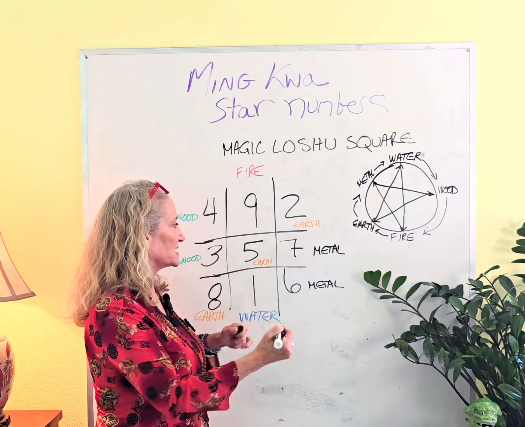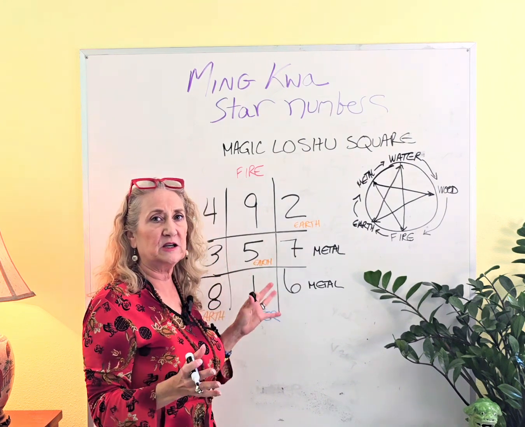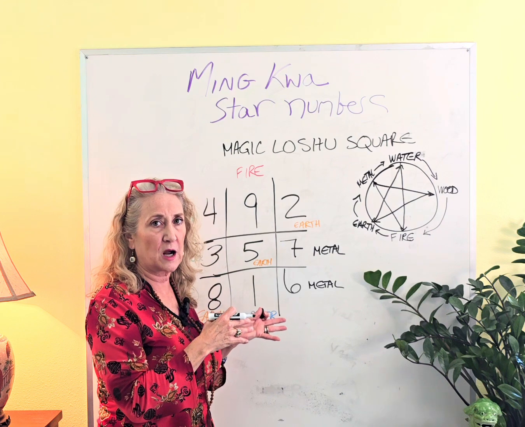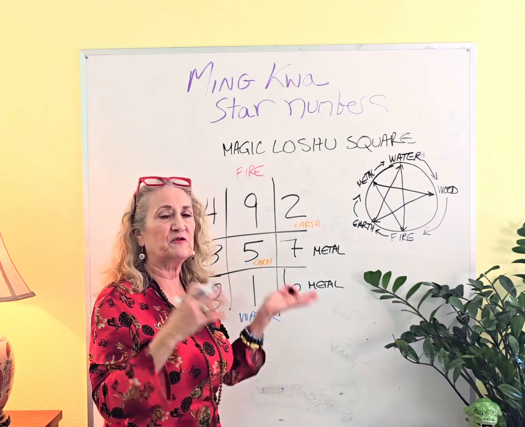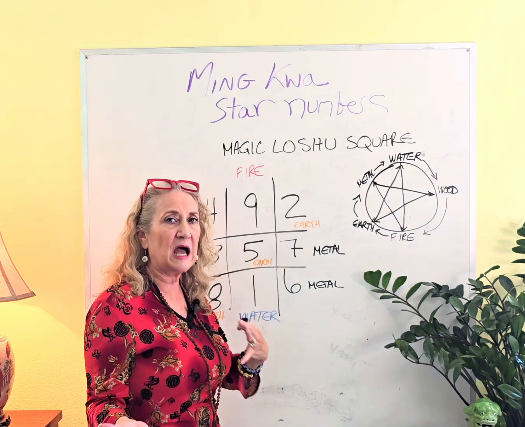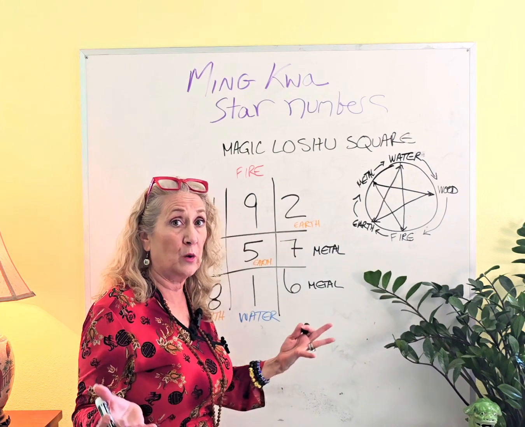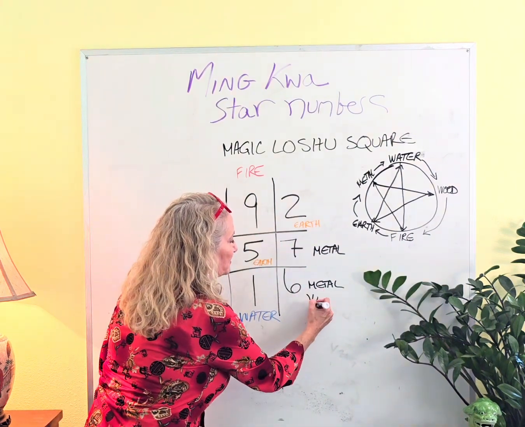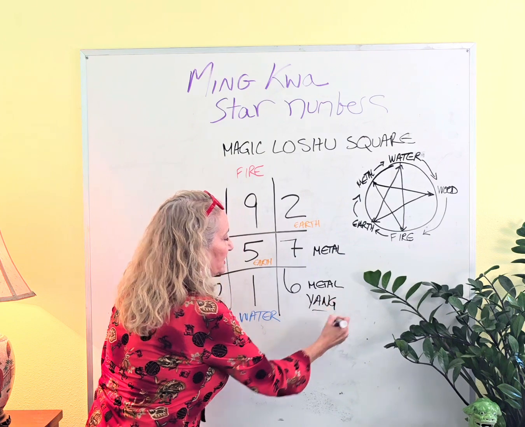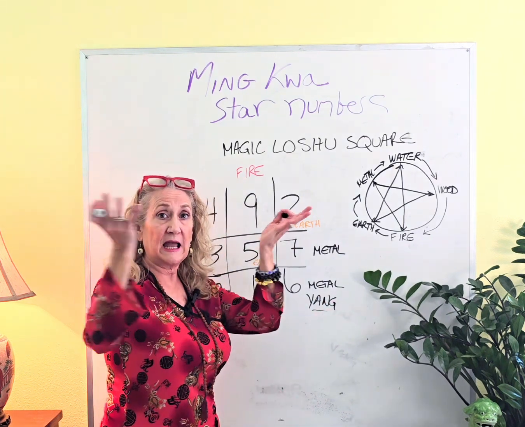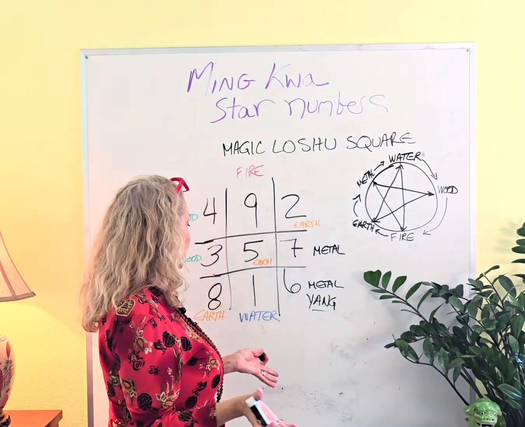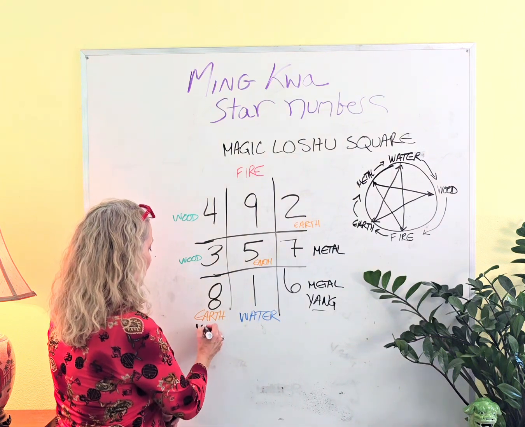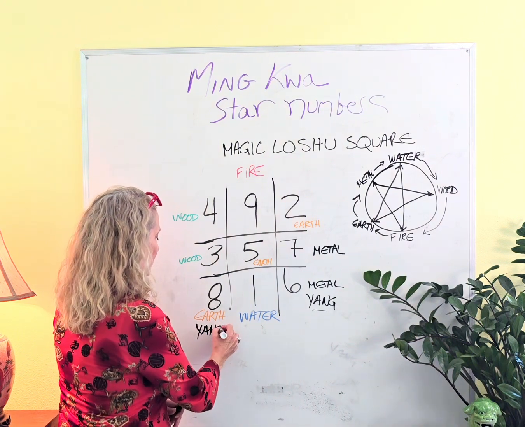Let me discuss. All of these can be yin or yang numbers, right? So the yin being the feminine receptive and the yang being the masculine outgoing. We'll keep it simple for that. 6 metal happens to be yang. So yang is that outgoing, masculine energy, right? 8 earth, also yang. So more of that energy.